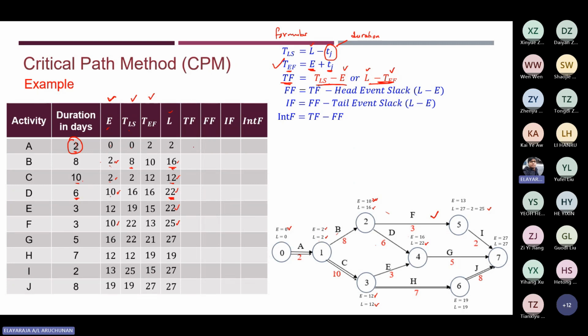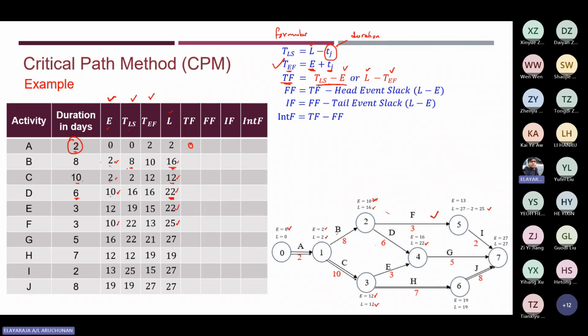So LS minus E, you get a 0. Or also you can do the other way around, L minus EF, which means your latest finishing time minus your earliest finishing time. So you take this value L minus 2, you get a 0. Now your latest starting time is 8 minus 2.